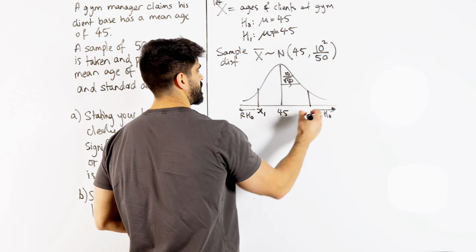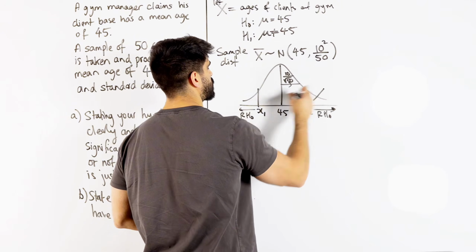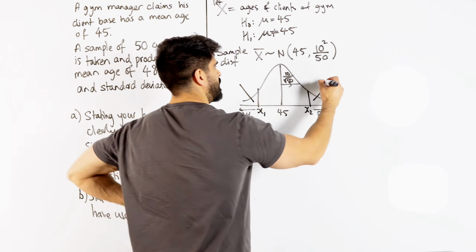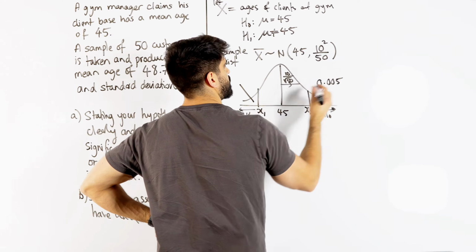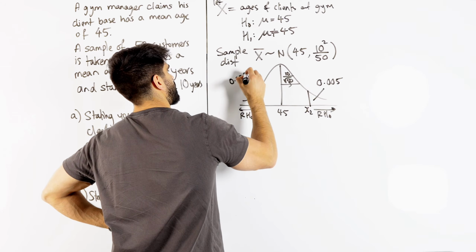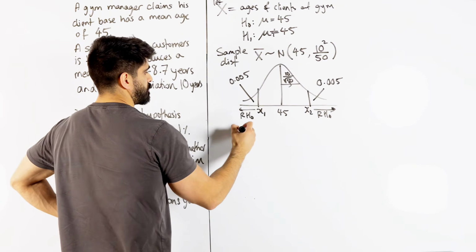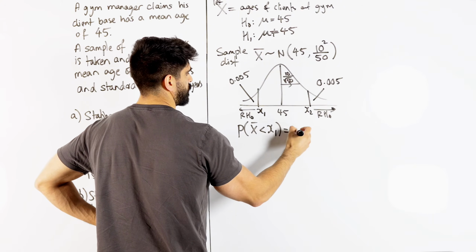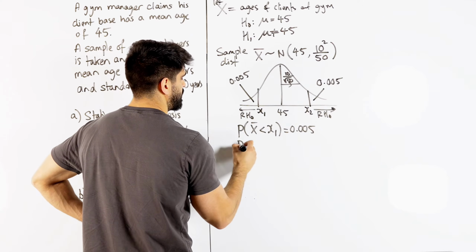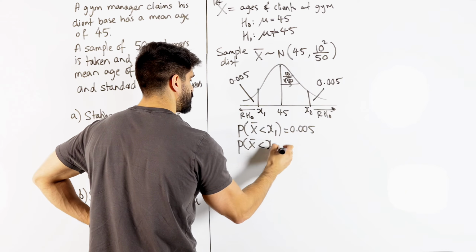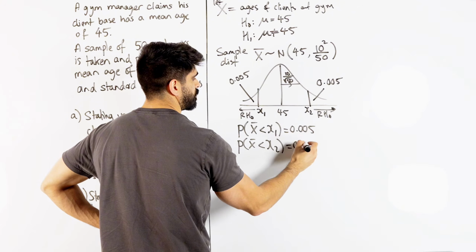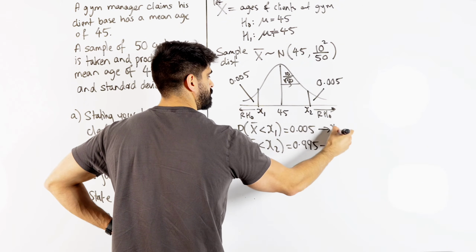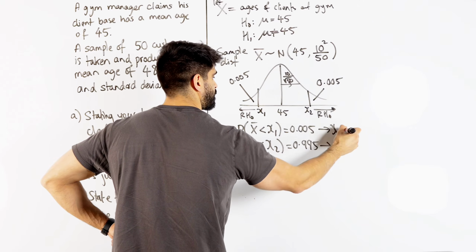If I call this X1 and X2, I know this region and this region need to be the 1% split. 0.5%, which is 0.005. So we're saying the probability that X bar is less than X1 is 0.005. Now remember, guys, we need a cumulative distribution. So we can do 1 minus this, 0.995. And then we just do inverse normal in our calculator.